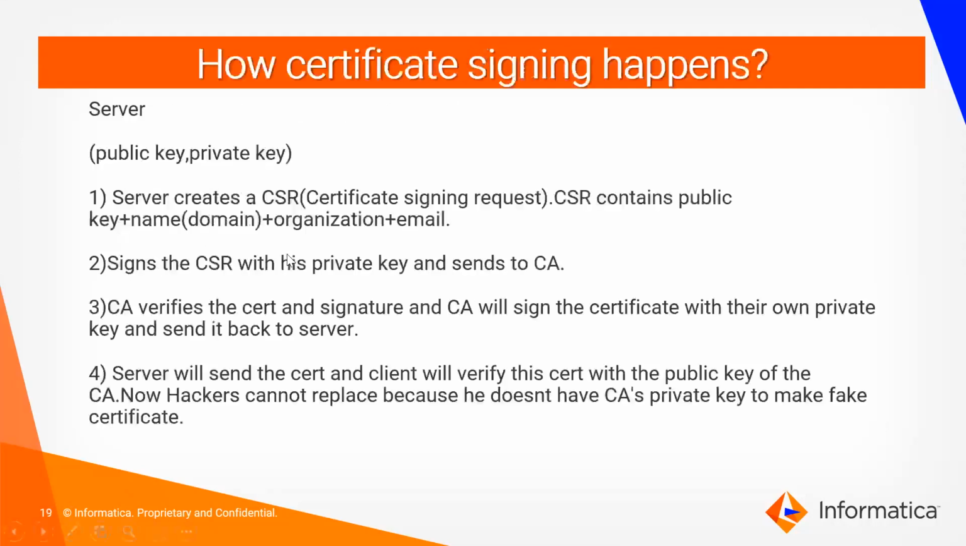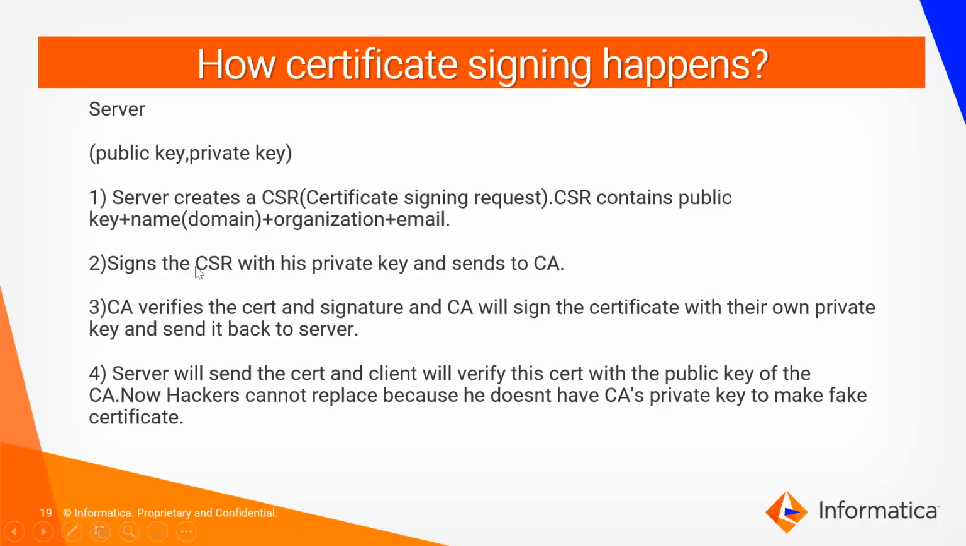Now, how does certificate signing happen? Let's see. The server has a public key and private key pair, which is asymmetric encryption. Now the server creates a CSR. CSR is nothing but a certificate signing request. The CSR contains the public key plus name, domain, organization name, email, everything. Now it signs the CSR with its private key.